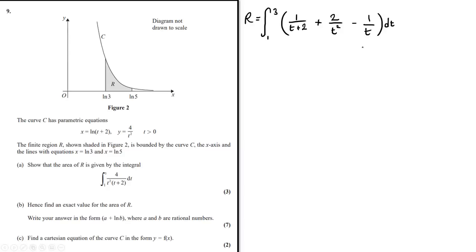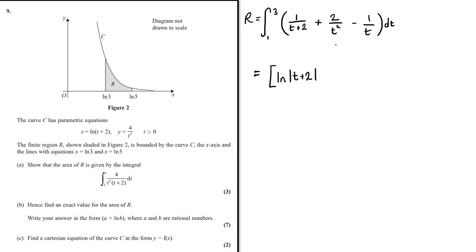And hopefully at this point now, this looks a lot nicer to you. At this point here now, this is hopefully pretty straightforward integration. We've got our limits. We just need to integrate term by term. So this 1 over t plus 2 here, well, that's just going to give me the natural logarithm. This is the natural logarithm of t plus 2. Okay, so that's that first part there integrated.